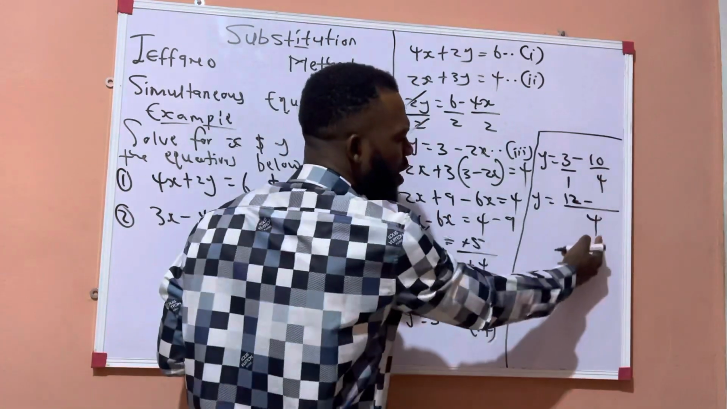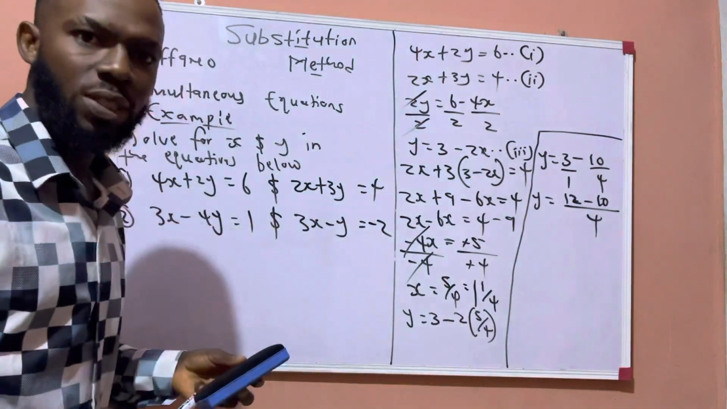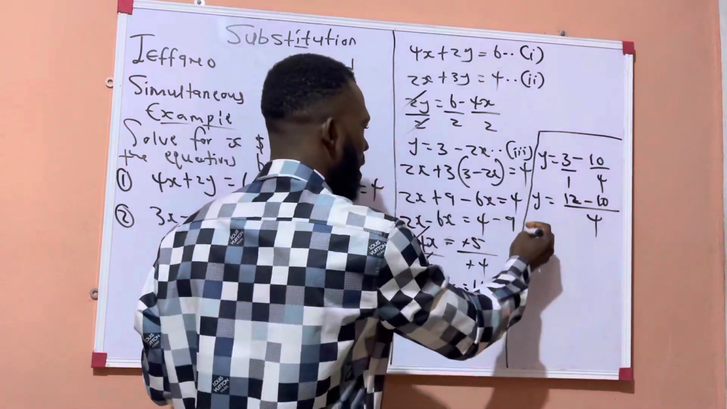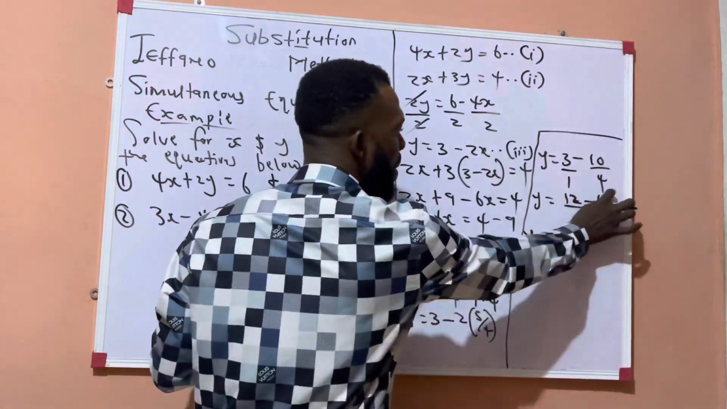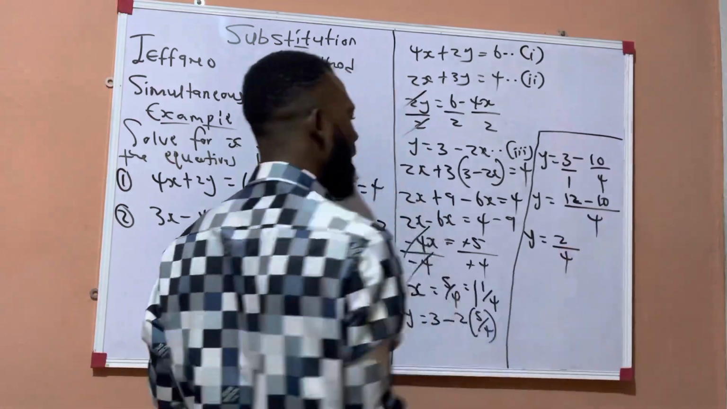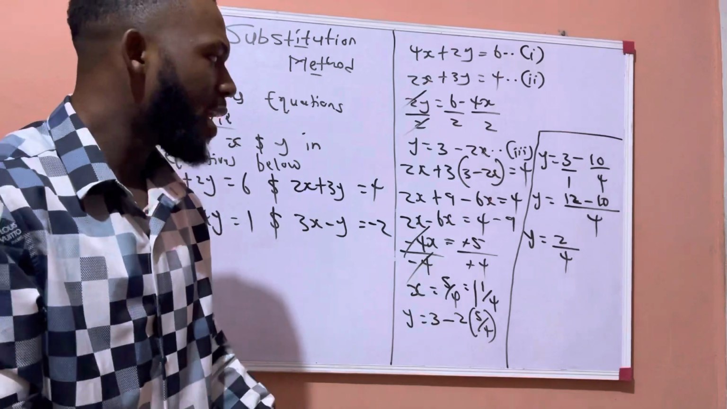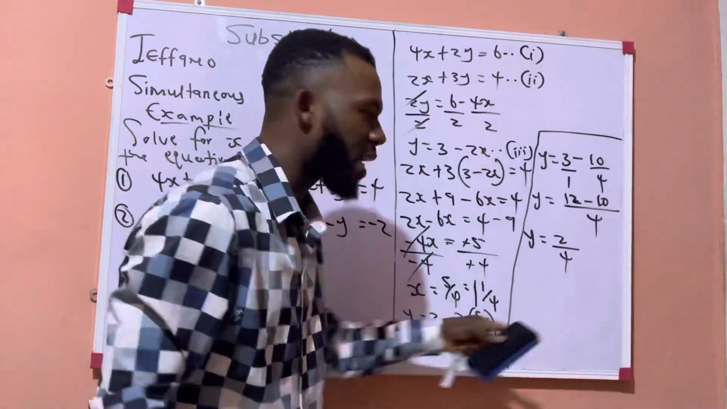Minus 4 into 4, 1. 1 times 10 will give us 10. So, without wasting time, what do I have here? Y becomes 12 minus 10, which is 2 over 4. Now, class, you know 2 over 4 can further be simplified. Because why? 2 can cancel 2 and 2 can cancel 4.